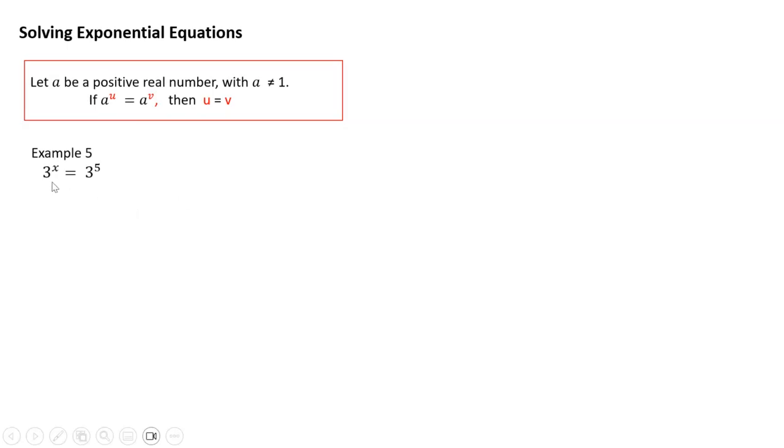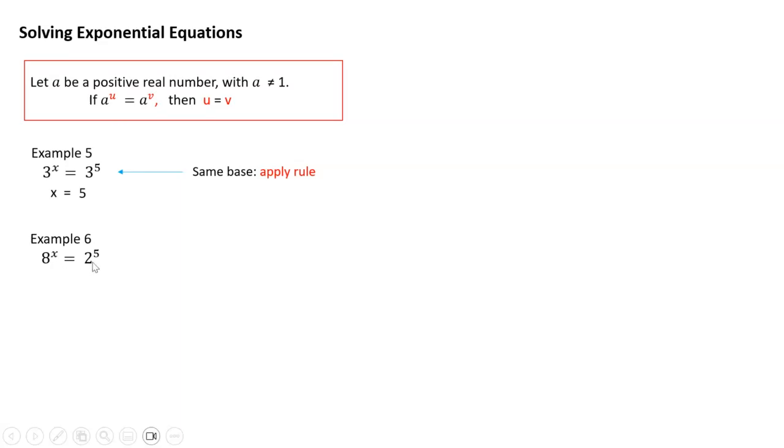Okay, example. This is a quick, easy example. We have the same bases. Both are base 3, so x must equal 5. So same base, we apply the rule. x equals 5. That's why you apply this rule here. But it's not going to be this simple. At times it gets a little bit more challenging. For example, this one here, okay?